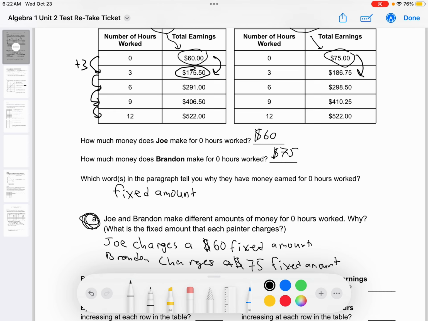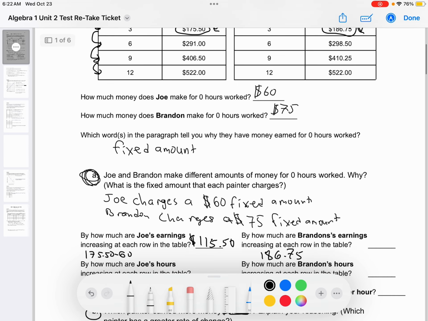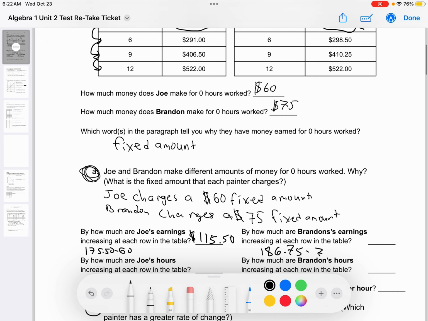For Brandon, we can do the same thing. We could do 186.75 minus 75. And that would give us 111.75. That's how much Brandon earns from one row in the table to the next.